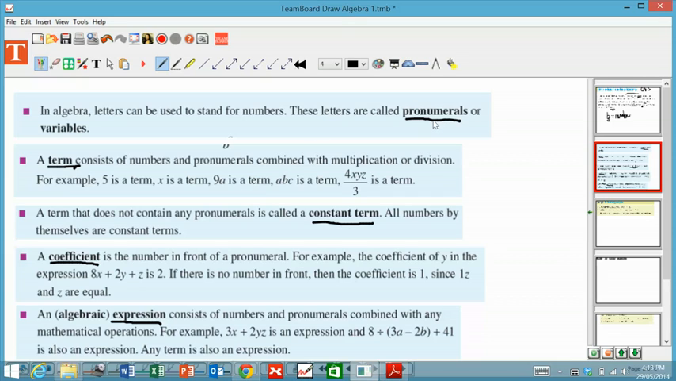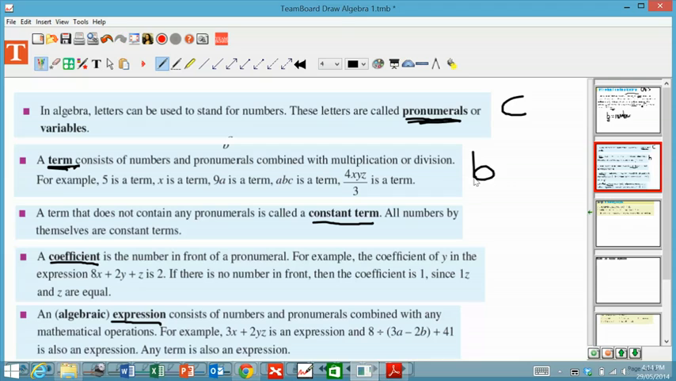So pronumerals we've gone through, they just represent the letters. In algebra, letters can be used to stand for numbers. These letters are called pronumerals. So the letter C is a pronumeral. A term consists of numbers and pronumerals combined with multiplication or division. So for example, 5 is a term. Just the number itself can be classed as a term. A letter could be classed as a term.